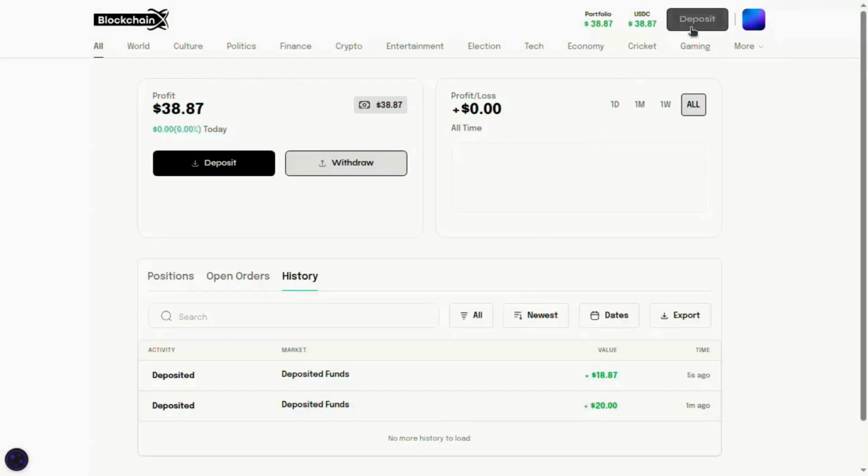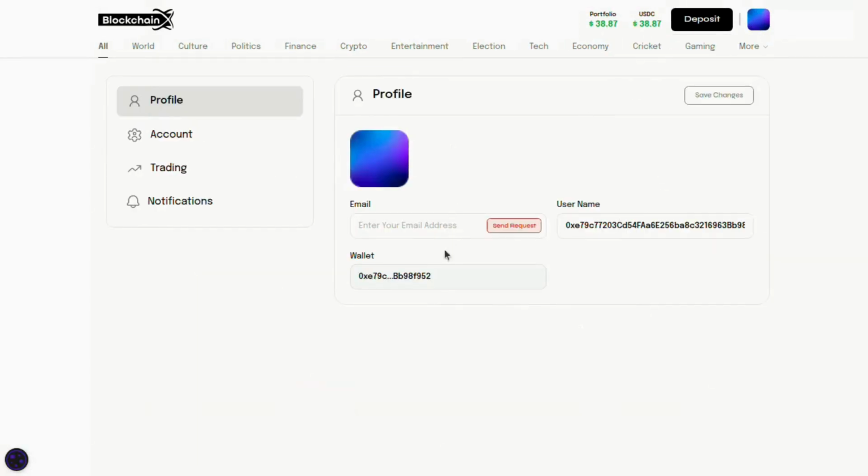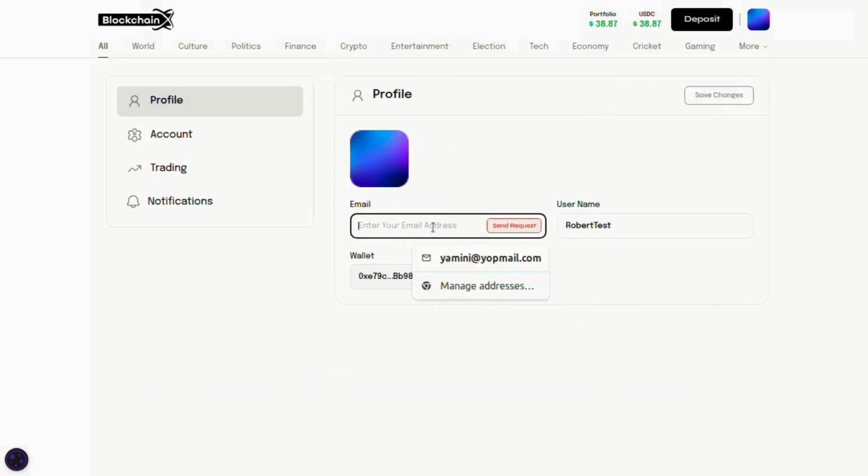In the Profile section, the user can update their personal details such as username and email address. After making the changes, the updated information is saved successfully and reflected in the user profile.